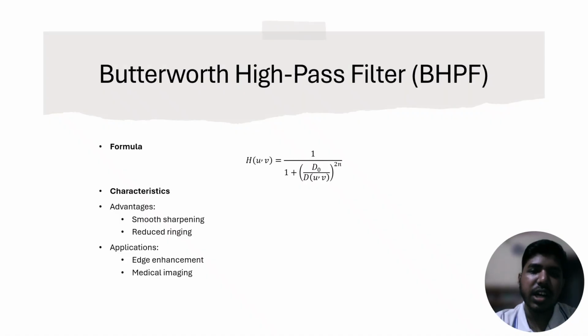The Butterworth high-pass filter provides smoother sharpening. It enhances edges while reducing unwanted effects. Compared to the ideal high-pass filter, it produces better visual results. It is commonly used in many image enhancement tasks.